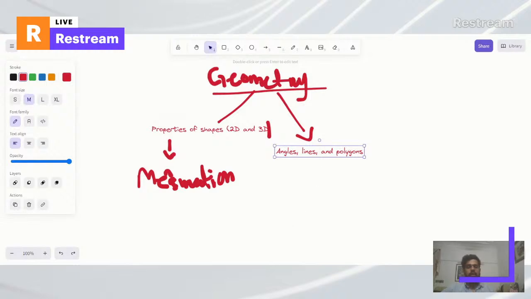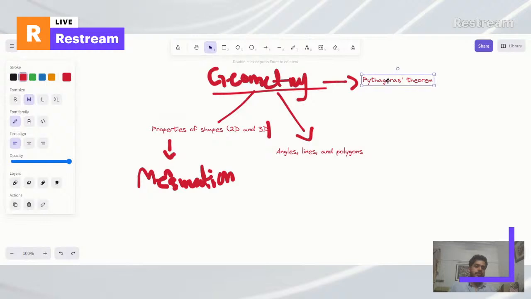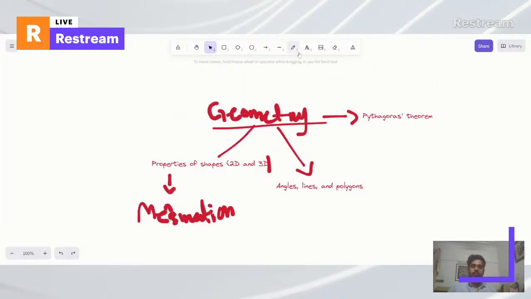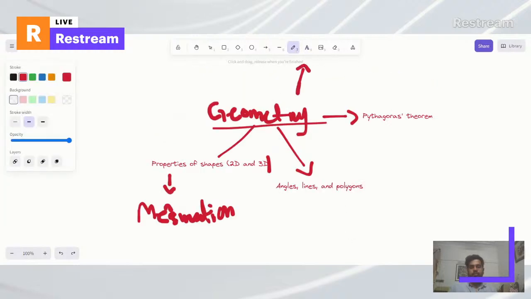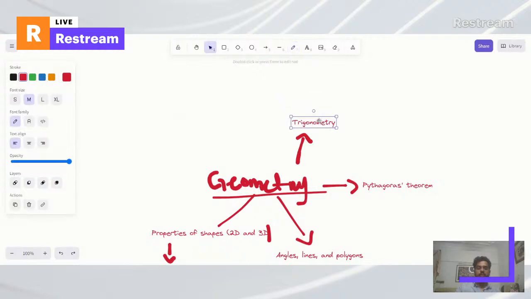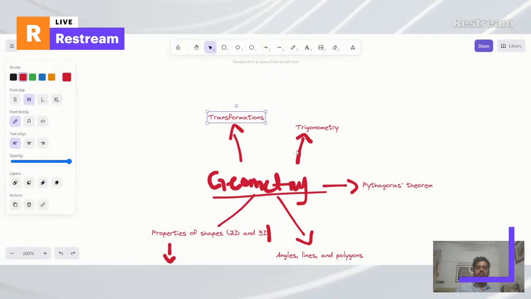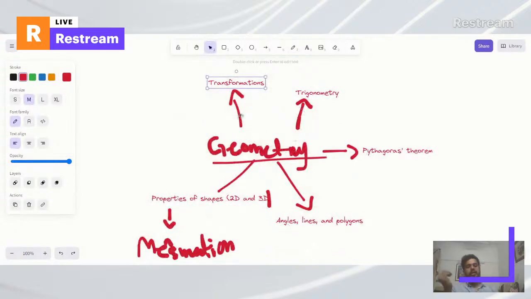And then there's a well-known part, which is the Pythagoras theorem. I think Pythagoras theorem is one of the major parts when it comes to geometry. Once we have done Pythagoras theorem, we're going to move on to trigonometry, and I'm pretty sure you are all familiar with trigonometry as well. The last topic of this section would be transformation. I hope this sums up everything that's included in geometry.